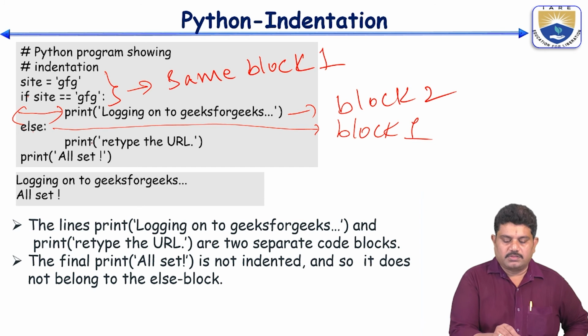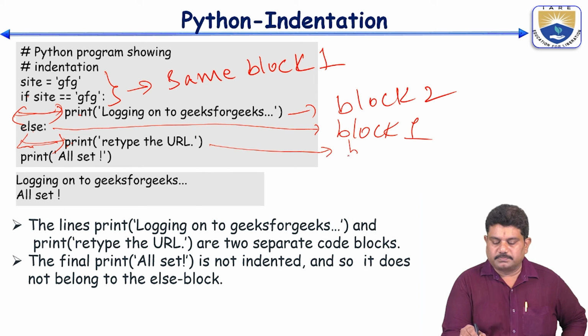Okay, now see the print in else. The print in the else block has some white spaces, but the number of white spaces before the print statement in else and the number of white spaces before the print statement in if are both the same. That's why it belongs to block 2.